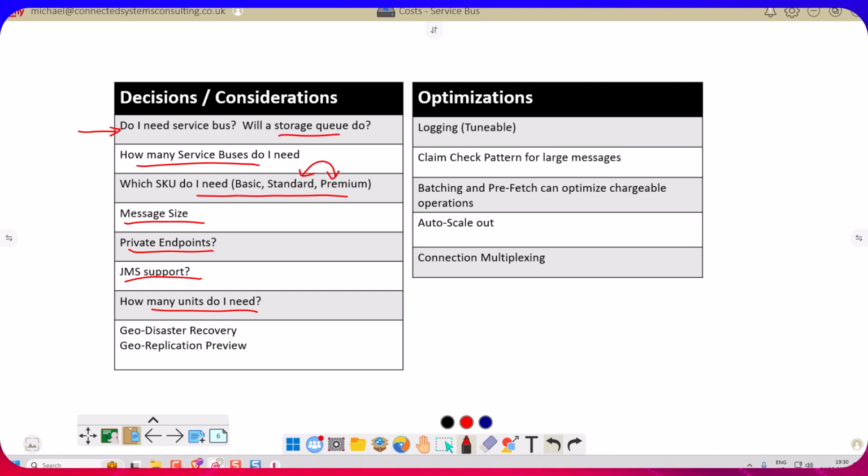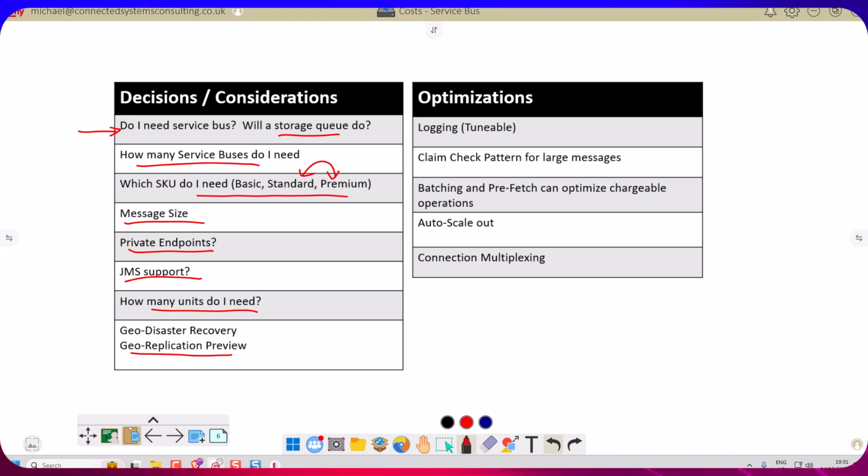Now, the next thing to think about, and I think this will become a much bigger thing moving forward because of this preview feature, is that customers who need to think about what their DR strategy is going to be are going to push much more towards the premium namespace because of these couple of features. There's a subtle difference between each one.